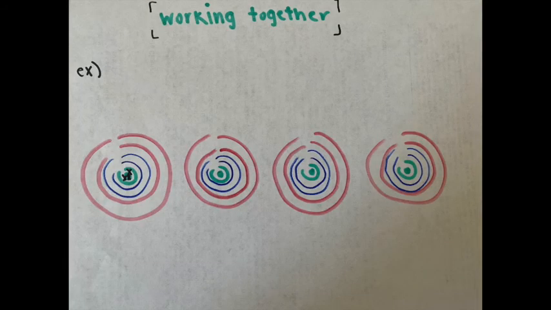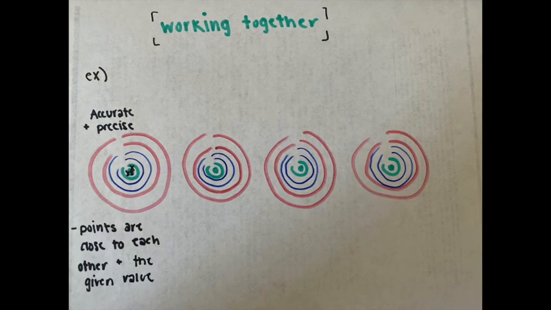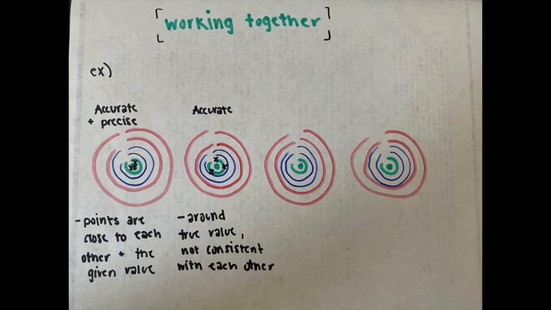Now let's compare how precision and accuracy work together. We're going to be looking at 4 different targets and comparing these 2 ideas. The first target on the far left has 3 points that are very close to each other and also close to the center. This makes them both accurate and precise. Now looking at the second target, we can see 3 points that are close to the center but not necessarily close together. In this case, the results are accurate because they are surrounding a true value, but they are not consistent with each other, so they are not precise.